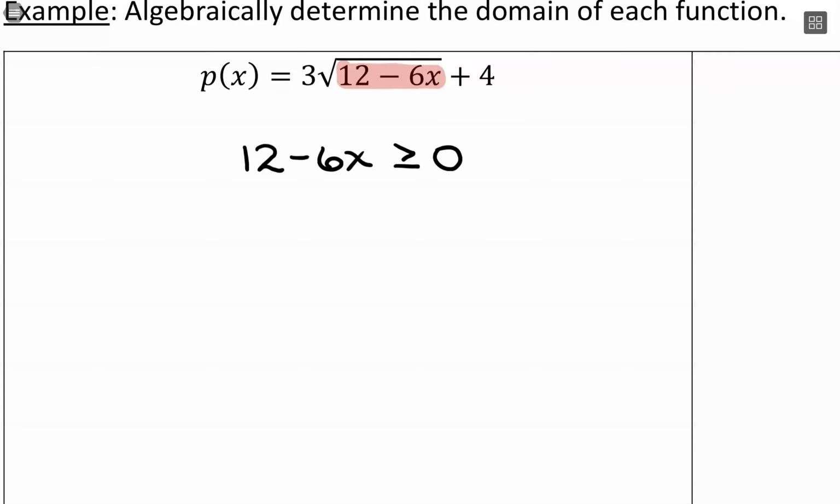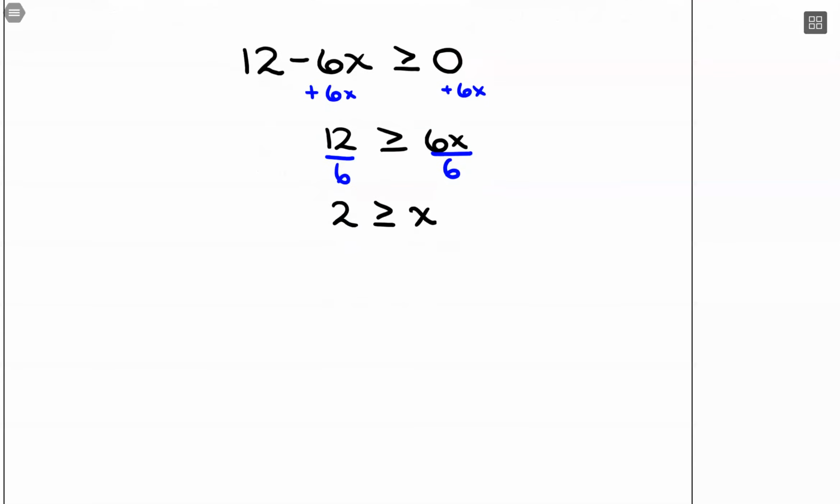I'm going to go ahead and add 6x to both sides, so that we'll have 12 more than or equal to 6x. Then I'll divide both sides by 6, so I get 2 is more than or equal to x. So for my domain, x is less than or equal to 2. So we're starting out at negative infinity, going up to 2, and we include 2 in the answer, so we need a square bracket there.